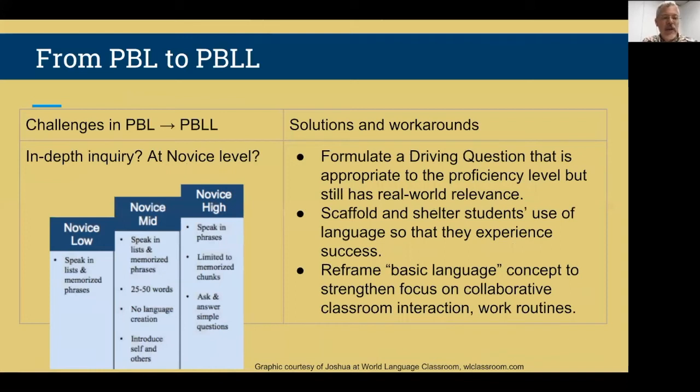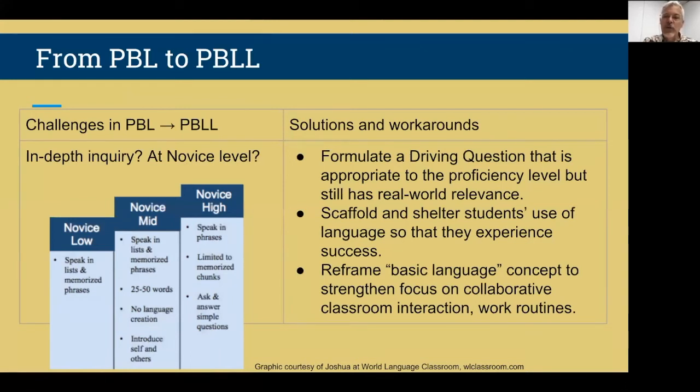PBLL challenges the educator to scaffold instruction at the novice and intermediate levels in a way that facilitates in-depth inquiry by learners who have little functional communicative capacity in the target language. This is a particular challenge in view of the requirement that learners create a significant response to a challenging question or problem. There are three strategies that have potential use to address this challenge, namely, formulate a driving question that is appropriate to the proficiency level, but still has real-world relevance.